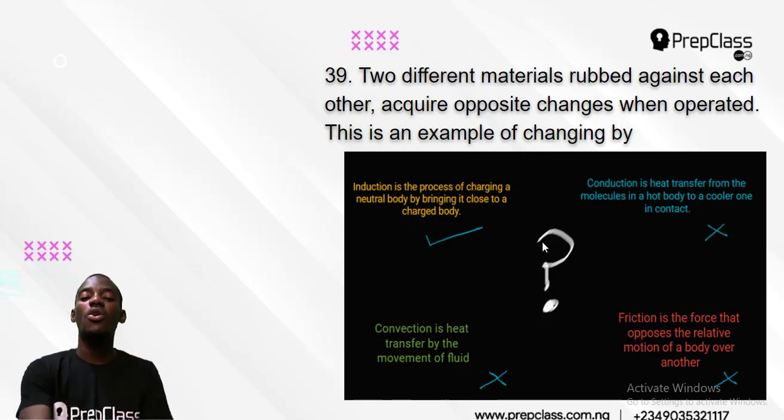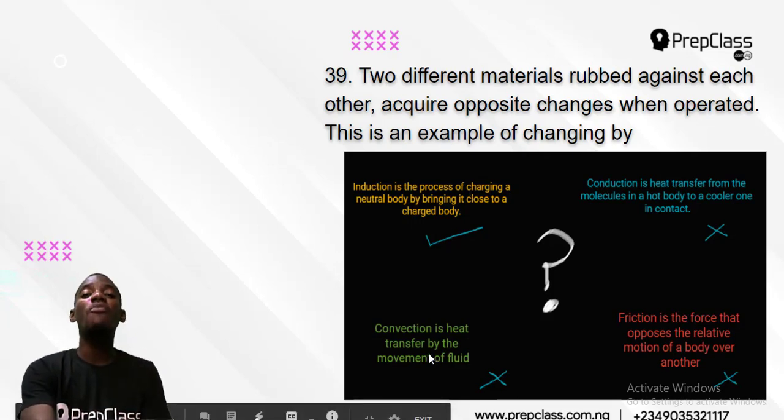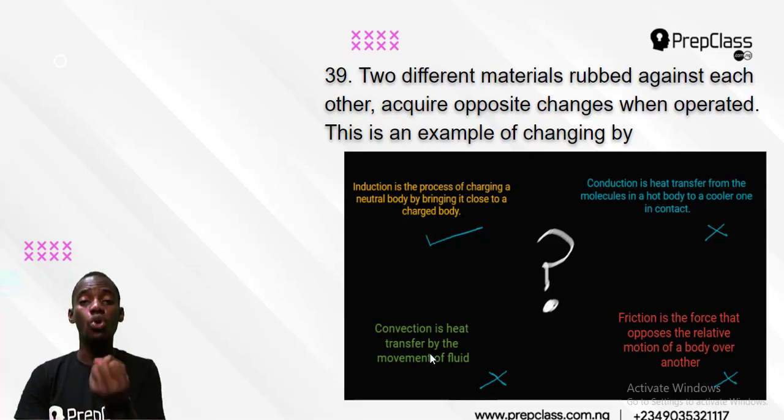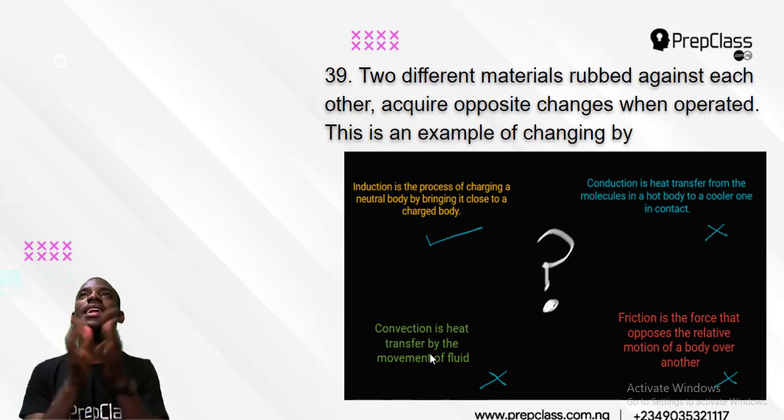That's conduction. Convection is heat transfer by the movement of fluid. Convection is what you see in a cool room. If outside is cold and you put on the warmer, the heat circulates within the house. That is an example of convection. Or if you are boiling water, the heat circulates within the water. That is an example of convection. It does not transfer by touching, but by fluid or molecules, and that's convection.